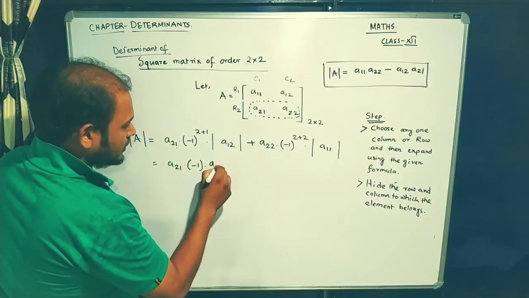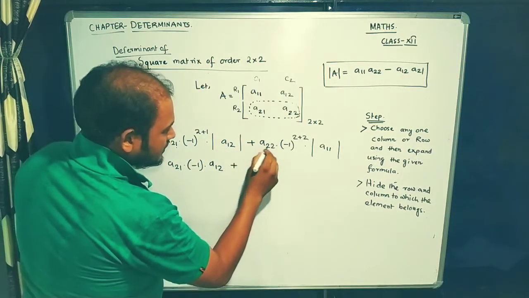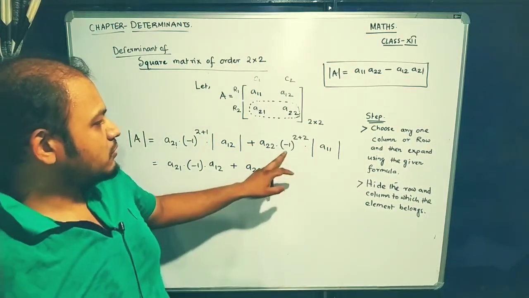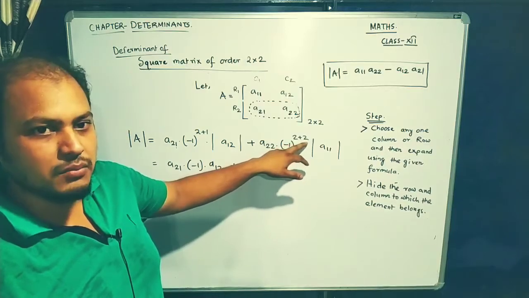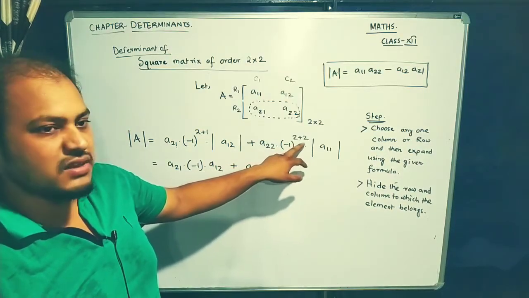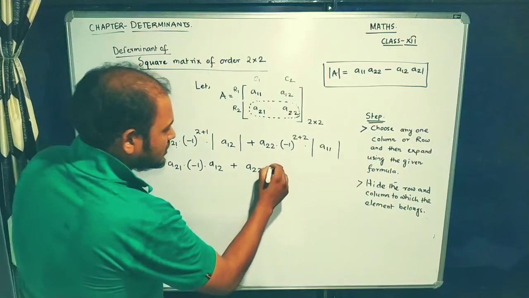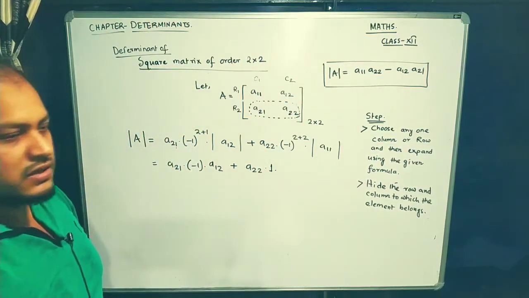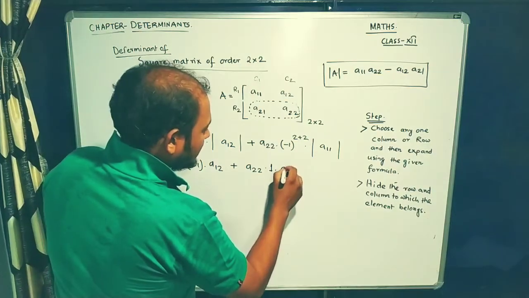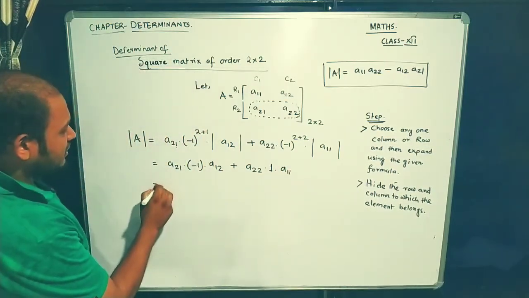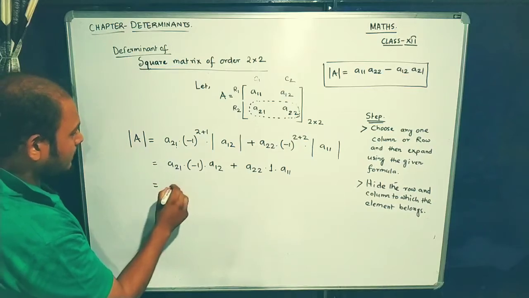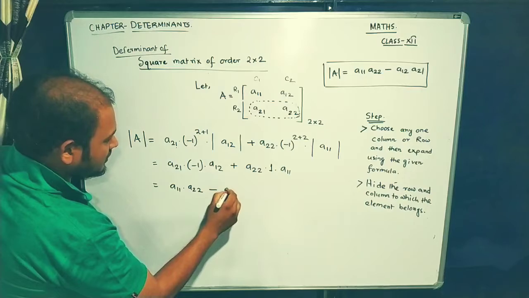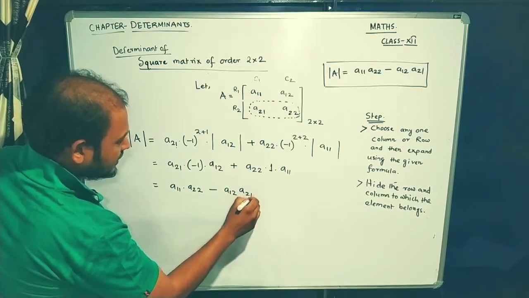So we will have A12 plus then A22 into what is minus 1 to the power 2 plus 2. See, 2 plus 2 is an even number, and minus 1 to the power any even number is 1. So this is 1, and then again determinant of a square matrix of order 1 is the element itself. So we will have A11 here. Now rearranging, putting this part here, we have A11 A22 minus A12 A21.